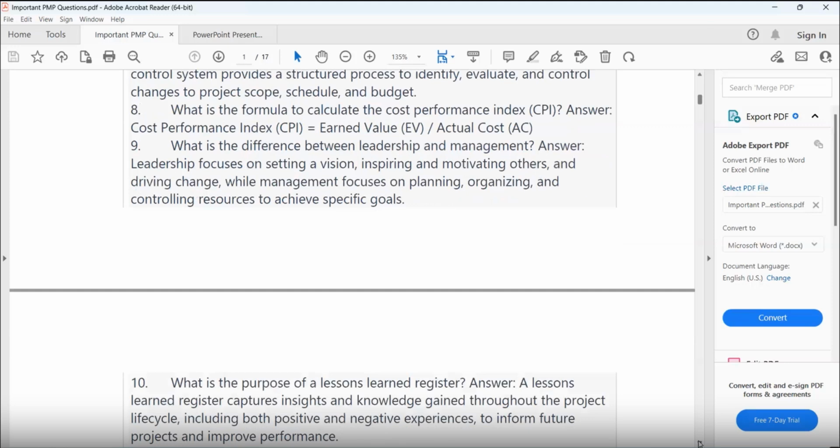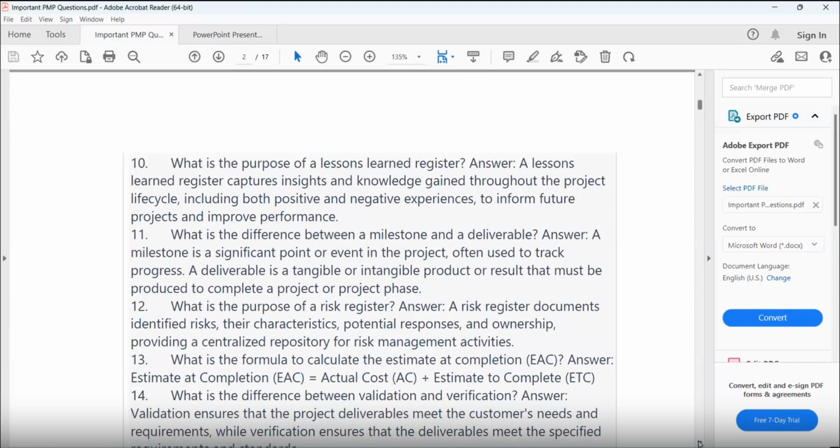What is the purpose of lessons learned register? What did you learn in a project? A lessons learned register captures insights and knowledge gained through the project lifecycle, including both positive and negative experience, to inform future projects and improve performance, and also for training purpose. So when you have new people, you can train them, saying we have done this type of project last time, these were the challenges that we faced. So that is based on our lessons learned register.